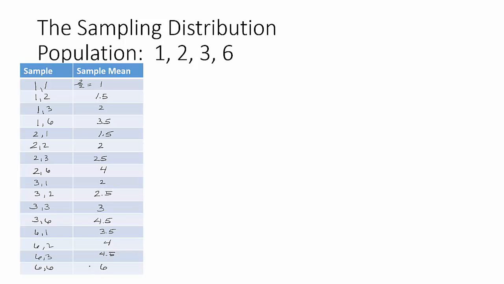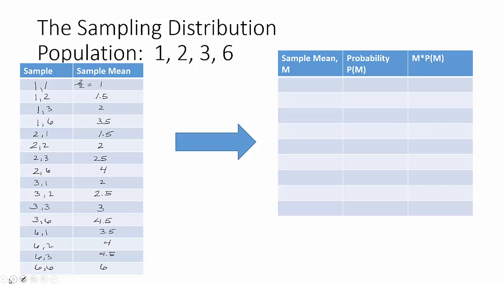Now, that's a lot of information. We want to condense a little bit because as I look through these means, I see that there are some repeats. So I'm going to take the information from here and convert it over to a slightly smaller chart. The first column now is my sample mean.